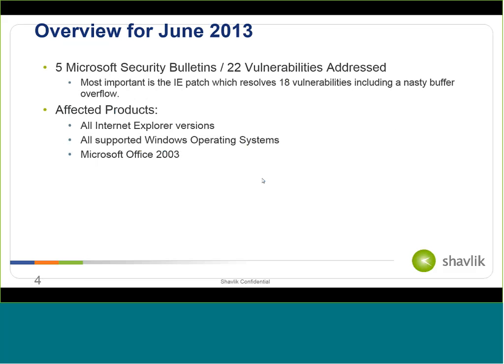Microsoft released 5 new security bulletins resolving 22 vulnerabilities. The most important of these is going to be the IE patch, which does resolve 18 vulnerabilities. One in particular that is probably the highest priority out of those 18 is a pretty nasty buffer overflow, and we'll talk about that a little bit more. Products this month affect all IE versions, all supported versions of the Windows operating system, and Microsoft Office 2003. The Office patch is also available on the Mac Office Edition. But the Mac platform is not currently supported by the Shavlik product.